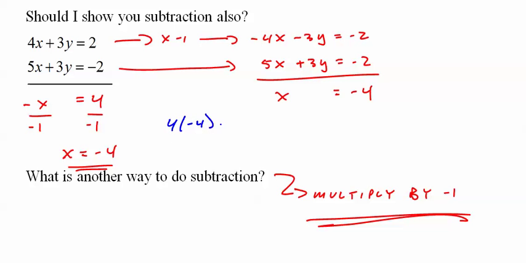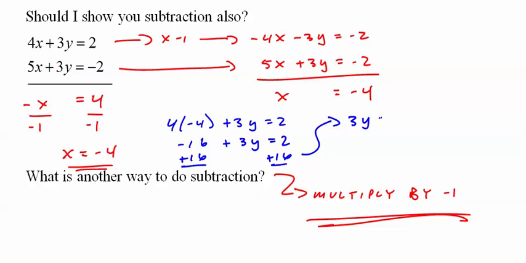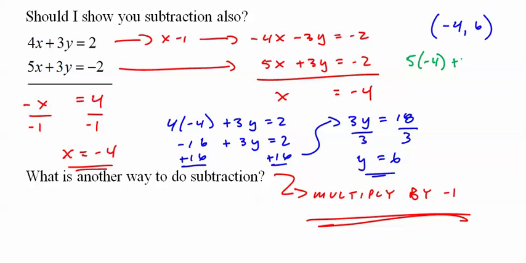4 times negative 4 plus 3 times y equals 2. Negative 16 plus 3y equals 2. 3y equals 18. Divide by 3. y equals 6. My ordered pair therefore is negative 4, comma 6. Check it. I used the top equation. 5 times negative 4 plus 3 times 6 should equal negative 2. Negative 20 plus 18 equals negative 2.